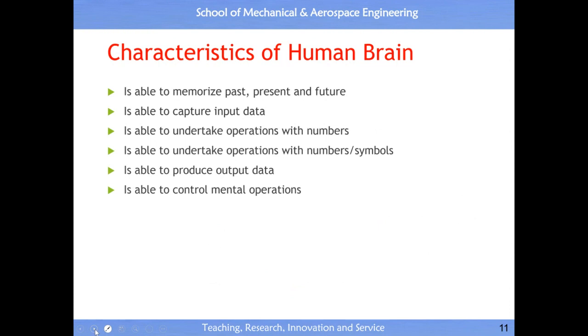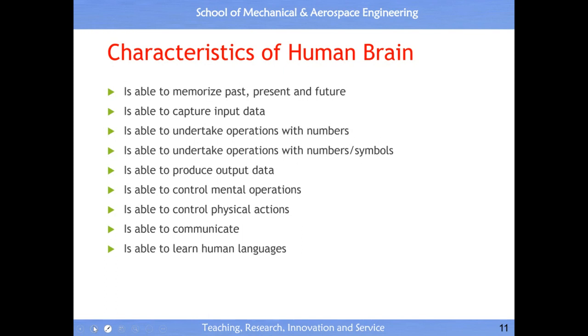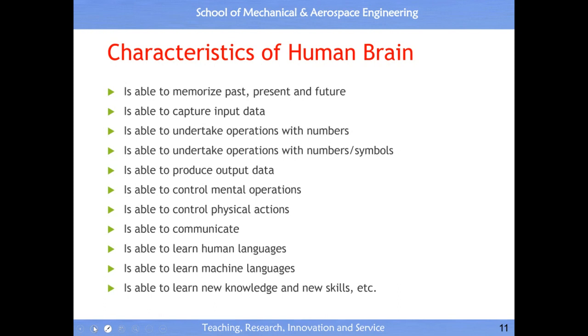And we can also control our mental state and mental capability. And we can use our brain to control the movement of our arm, our finger, our body, etc. And we are able to communicate through language with others, through written language or spoken language. We are able to learn new things, especially language. Okay, we are also able to learn machine language, the assembly language, etc. Okay, and also learn new knowledge, new skill, etc. So it's a very powerful channel, our brain.